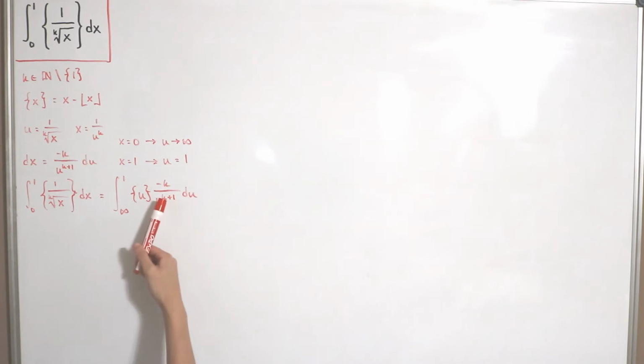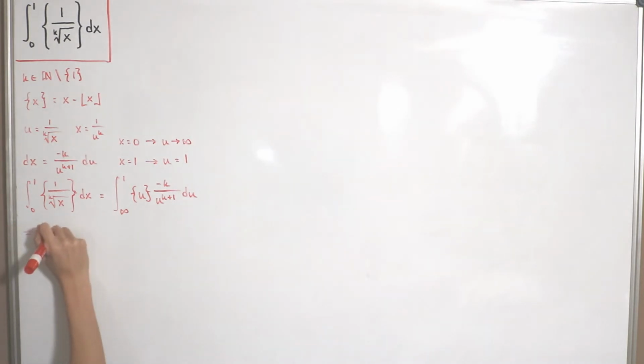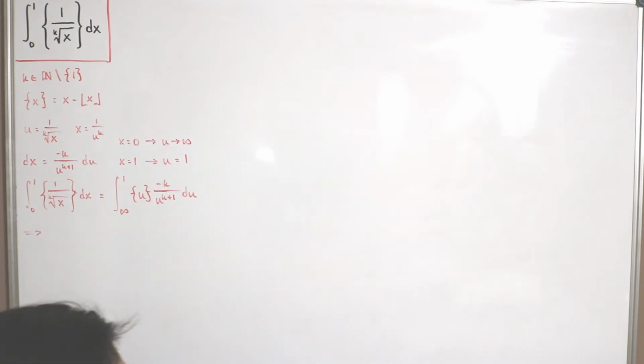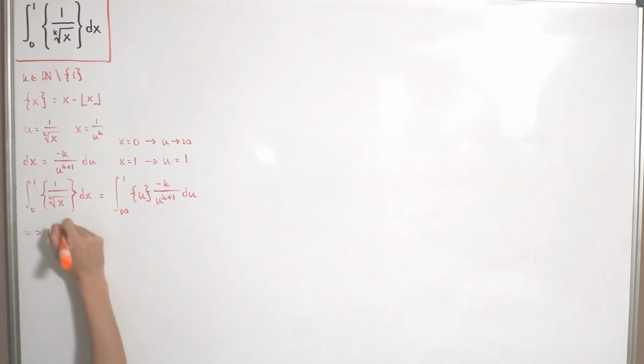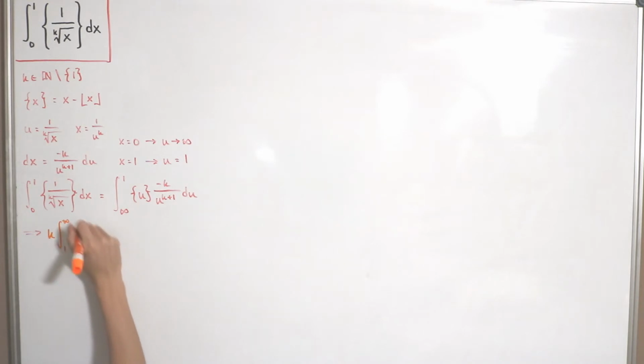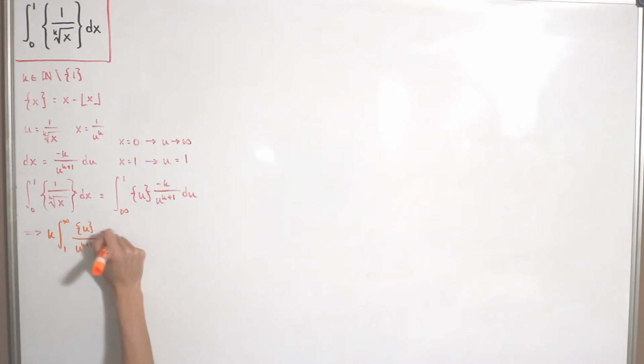We also have a k that's a constant. It does not depend on our variable u, so I can simply move it outside of the integral. I think my red marker is almost running out, so I'll switch to orange. Now we have k multiplied by the integral from 1 to infinity of the fractional part of u, divided by u to the power k plus 1, du.